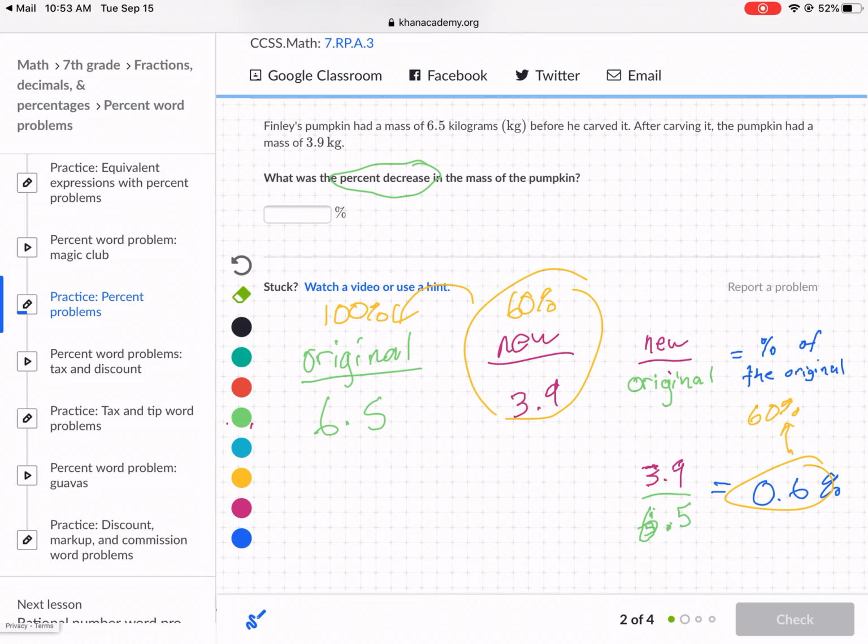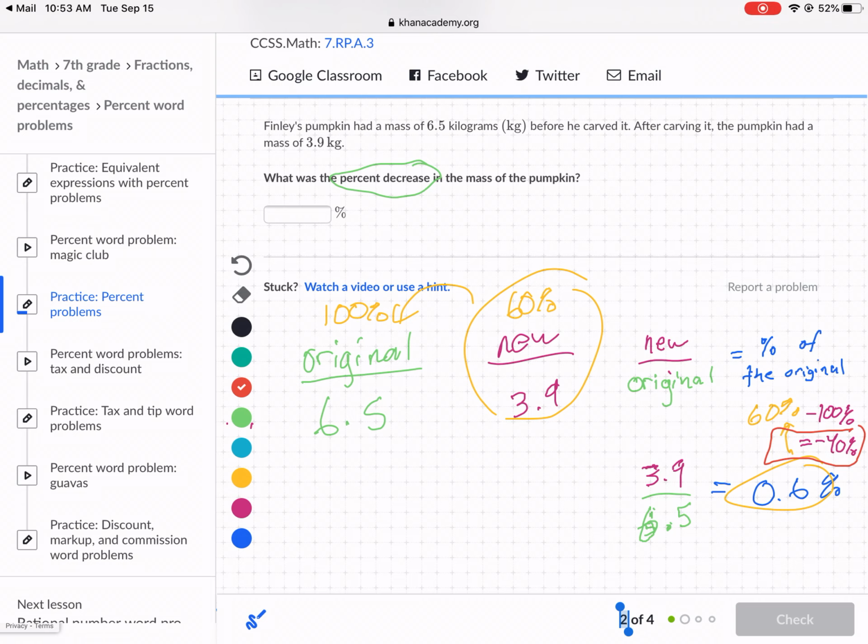Okay, so as soon as you get this answer, 60%, I like to subtract 100 from this, and then we get negative 40%. If you do 100 minus 60, you get 40%. If you do 60 minus 100, you get negative 40%. Why do I like negative 40%? Because this shows me that it's a decrease.